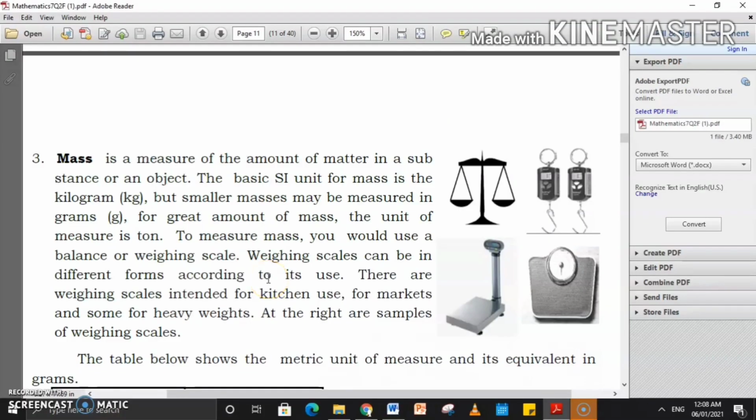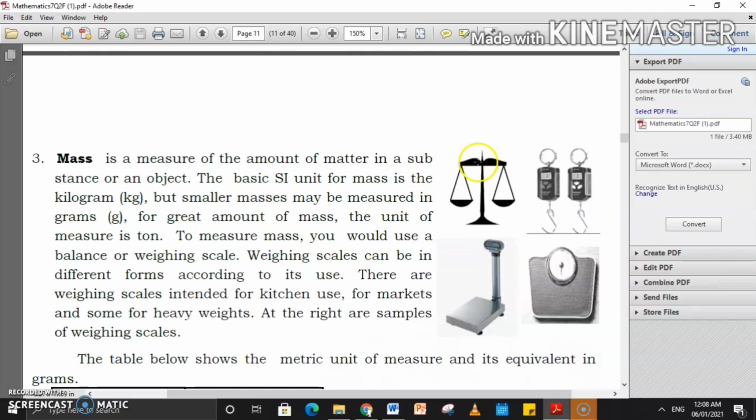Next, after length, volume, and capacity, let's move forward to mass. Okay, so mass is a measure of the amount of matter in a substance or an object. So the basic metric unit for mass is kilogram. But for smaller masses, it can be measured by using grams, or for great amount of mass, the unit of measure is ton. So to measure mass, you would use a balance or weighing scale.